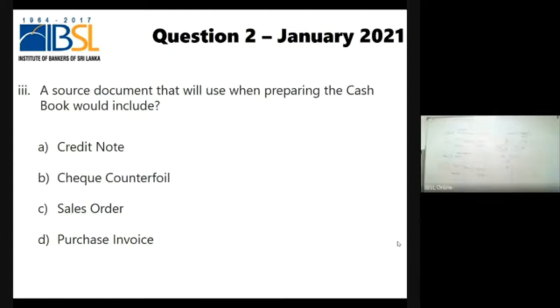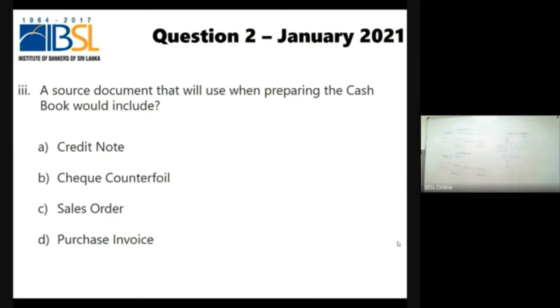Now first you have to remember, you are going to update your cash book. For that, what would be the source document? So credit note is not something used at the time of preparing the cash book. It is something relevant when you make a payment. When you are required to make a payment, the creditor will send you a credit note. No, you don't need to pay me this much. You deduct this amount and pay me. That is what a credit note is.